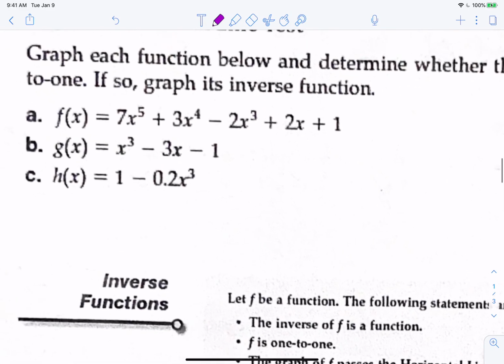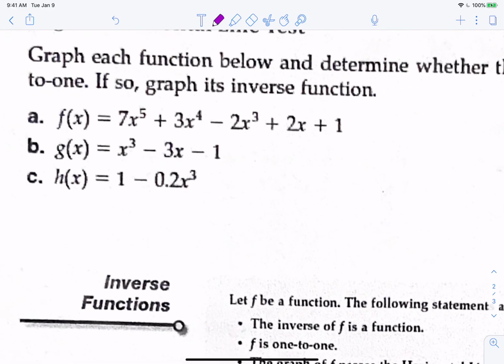Okay, so I don't know what the graph of these look like. I know that x to the 5th power goes like this. Should we plug it into our calculator and see? Okay. Let's plug it in and see.